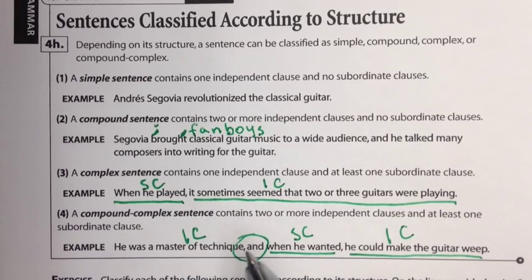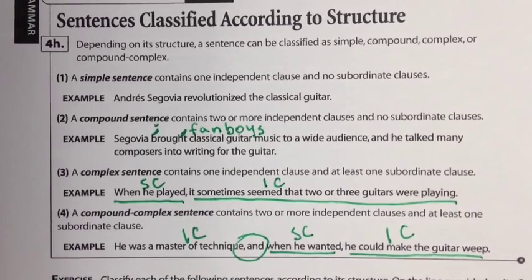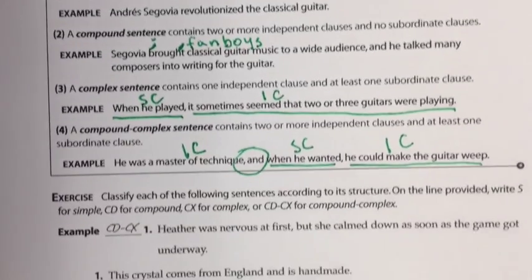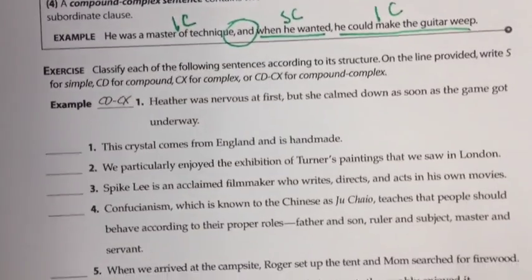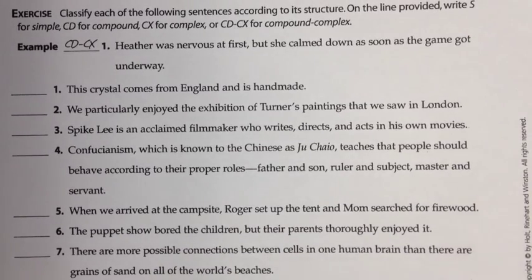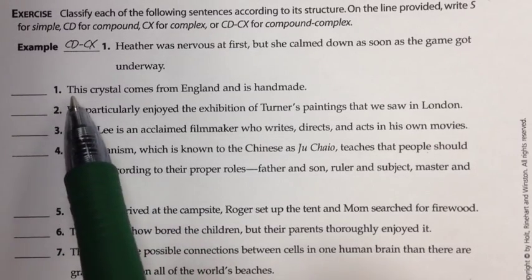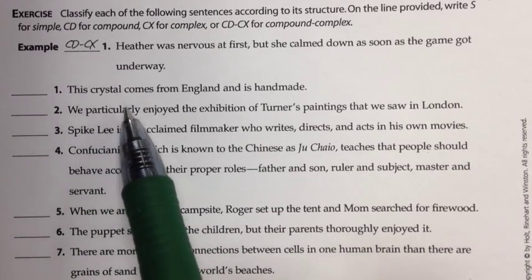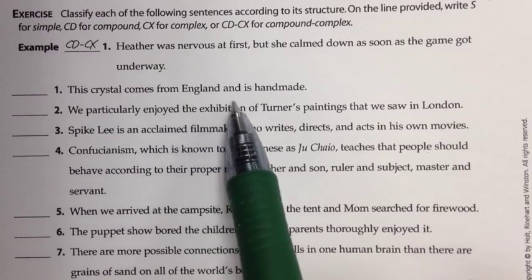It has to have this comma fanboys or a semicolon, and then it has to have some sort of subordinate clause too. Let's go look down below, and I'll do the first five of these with you. And all we have to do is read the sentence and decide what kind of clause it is. So, or not clause, what kind of sentence it is. So number one, this crystal comes from England and is handmade.